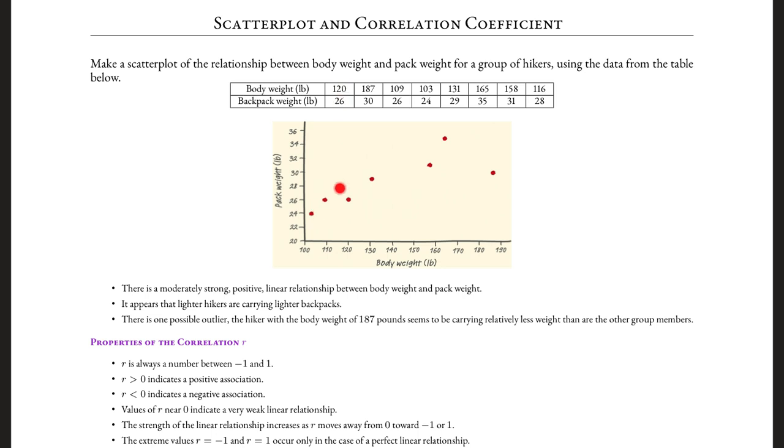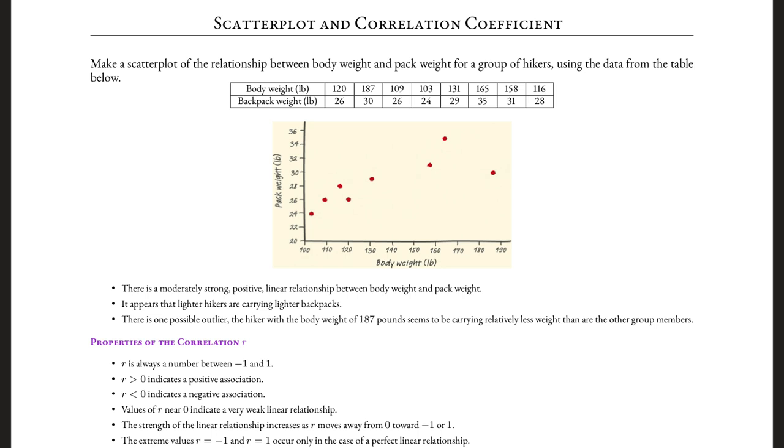There are 1, 2, 3, 4, 5, 6, 7, 8. Eight dots represent 8 ordered pairs. In this case, we put the body weight on the horizontal axis and the backpack weight on the vertical axis. The body weight is therefore the explanatory variable, and the backpack weight is the response variable.